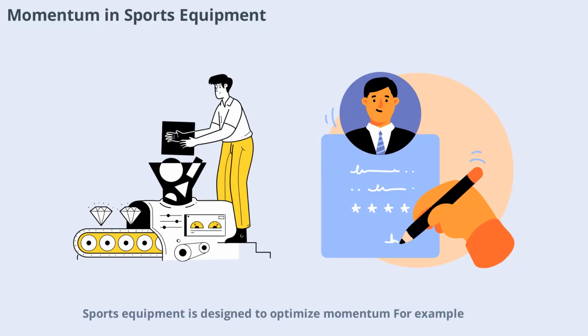Sports equipment is designed to optimize momentum. For example, tennis rackets and golf clubs are engineered to transfer maximum momentum to the ball, improving performance. Understanding the physics behind momentum helps manufacturers create better gear for athletes.